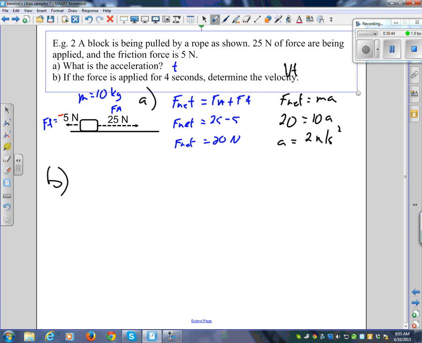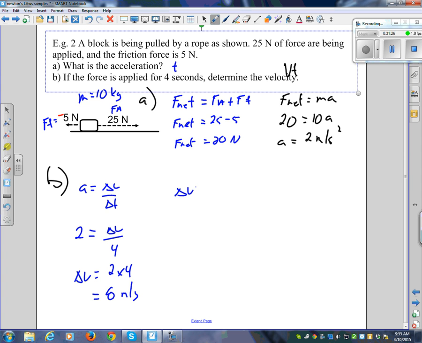Okay, so we've got here A equals delta V over delta T. The acceleration is 2. Change in velocity, the time is 4. Delta V is going to be 4 times 2, 8. Delta V is 8. Is that the VF? It's a change. It's the change, that's right.